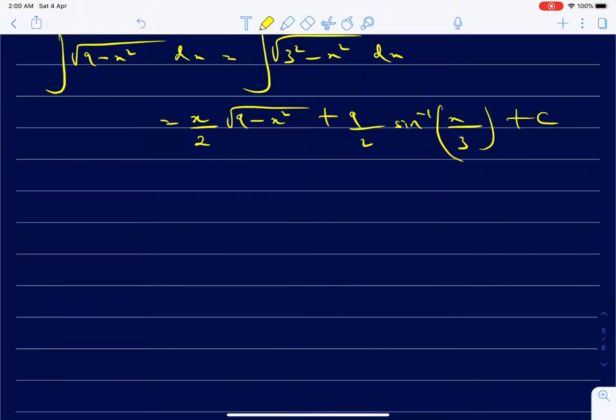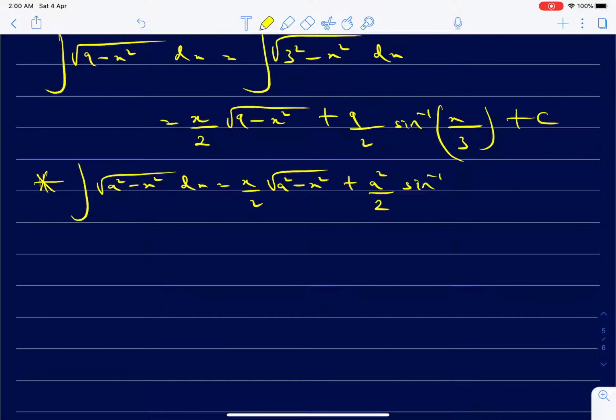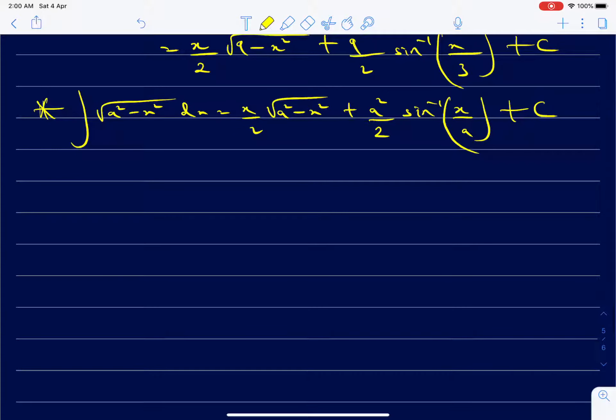The standard for that is, recall, the integral of the square root of a squared minus x squared with respect to x is the same as x over 2 multiplied by the square root of a squared minus x squared plus a squared over 2 sine inverse of x over a plus c. So that's the standard.